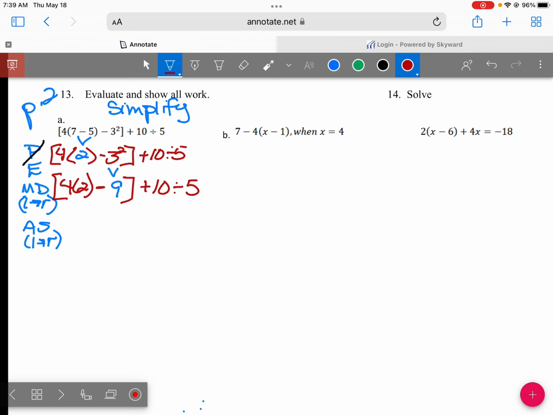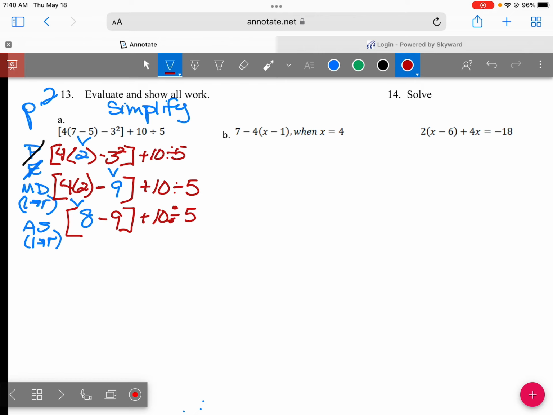Okay, what do I do next? Jesus, you asked about this one, right? So I've used my exponents. I've done the parentheses initially. Multiplication, division from left to right. 4 times 2. And that's going to give me 8. That's inside brackets. Minus 9 plus 10 divided by 5.